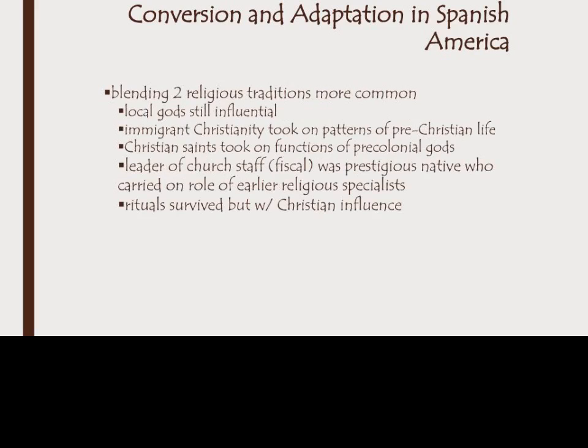All right, let's talk about blending two religious traditions as being more common. The local gods, or Huacas, remained influential. The immigrant Christianity took on patterns of pre-Christian life, and the Christian saints took on functions of pre-colonial gods. So we see a heavy mix or blending of indigenous religions with Christianity. And the leader of the church staff, or the fiscal, was a prestigious native who carried on the role of earlier religious specialists. And many rituals survived, often with some Christian influence.